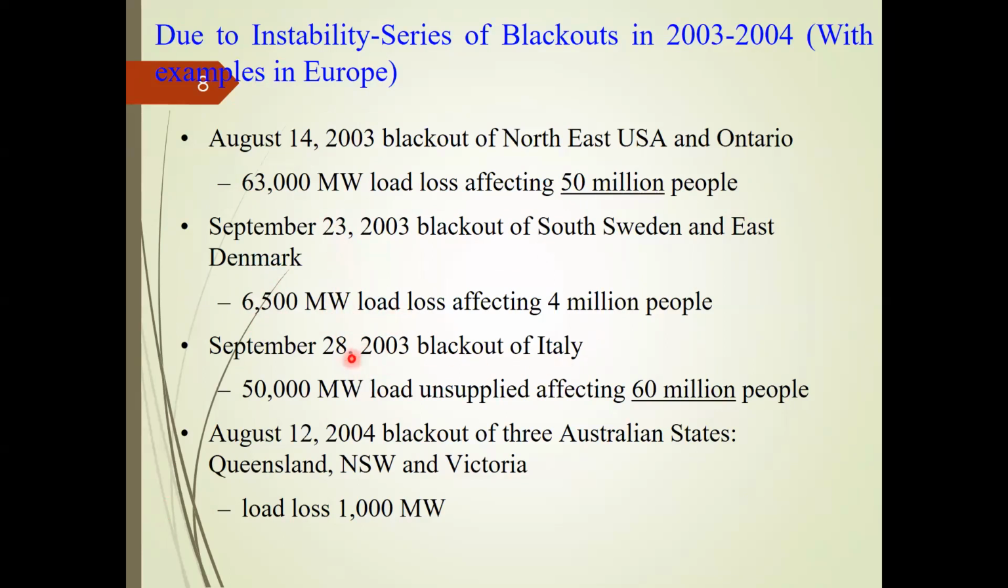After 5 days, at the bigger continent level, there was the blackout in Italy, with a 50,000 megawatt load change disturbance. Then in the following year, 2004, in the Australian region, we had something like 1,000 megawatt. So we had a series of blackouts. I have listed very few of them, but there were also some in the American continent and in Asia; even in the Indian system, there was a blackout in 2012.